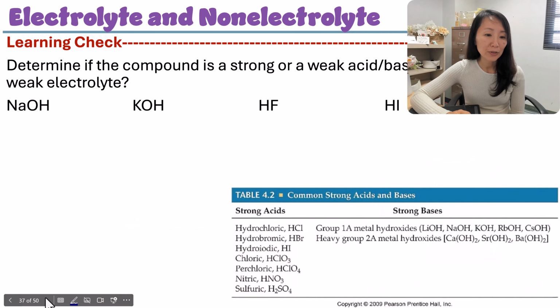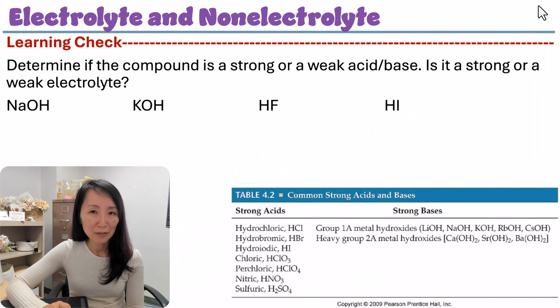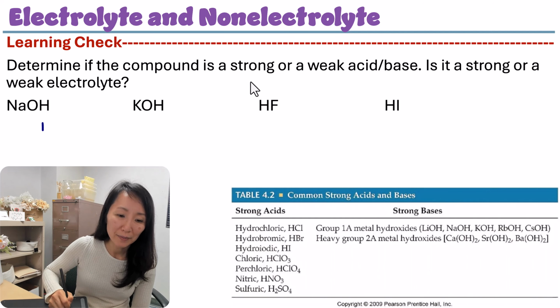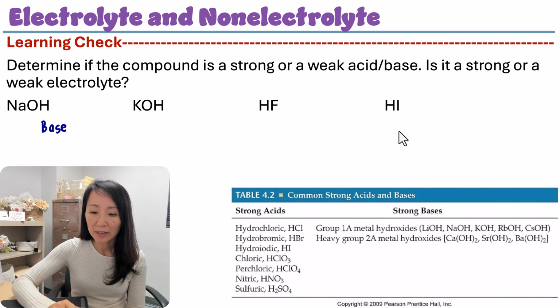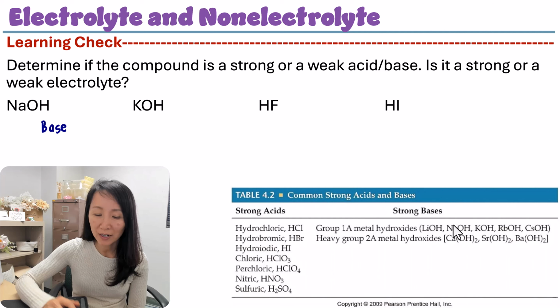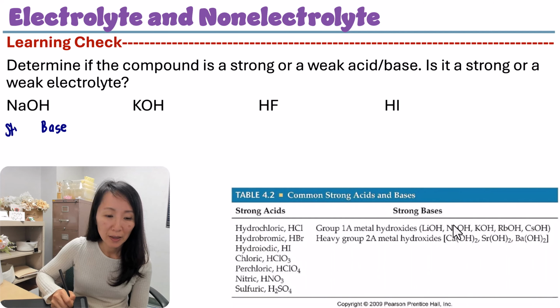This is a good point to do a learning check. I will do 2 of them and you try the other 2. So let's target sodium hydroxide. Sodium hydroxide, I notice that there is a hydroxide there and there's no H in the front. So automatically I know that this is going to be a base. So I'm going to write base. Was it a strong base? So I look in this chart and it does fall under strong base because sodium hydroxide is over here. So I'm going to write strong base. Well, if it's a strong base, then this is definitely a strong electrolyte.